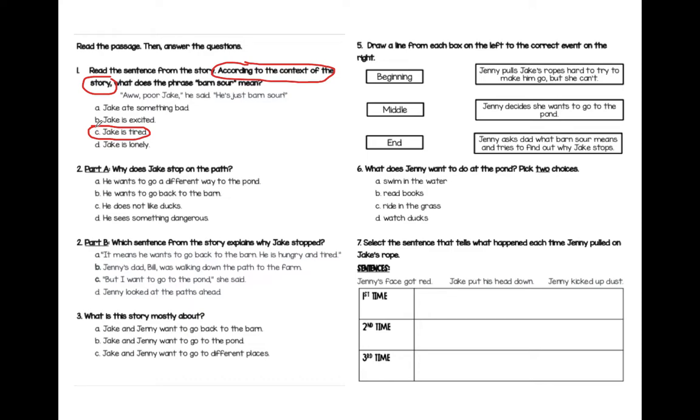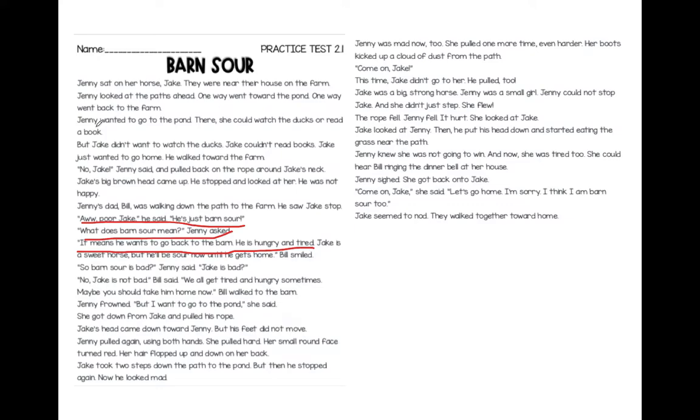Why does Jake stop on the path? Why does Jake stop on the path? Let's go back to the passage, and let's find where Jake stopped on the path. Do you see it? Point to it. There you go.